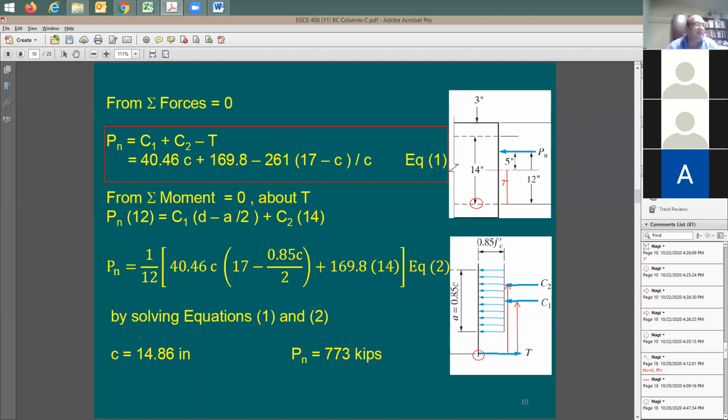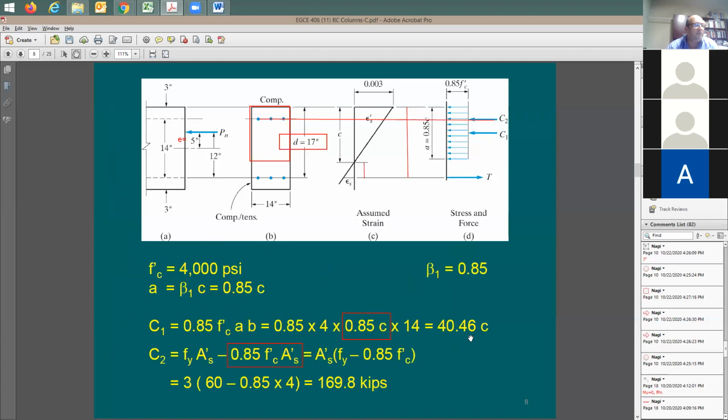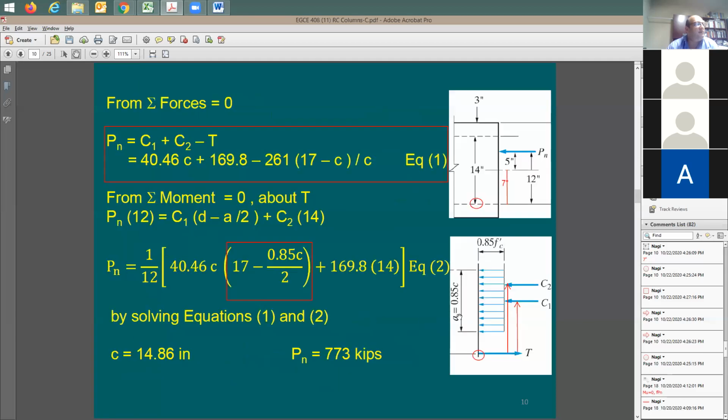Now let me try to understand this. I'm going to say this term is d minus a over 2, which is this term here. And the compression force C1 is equal to 0.85 f'c... where does this come from again? I'm going to go back here. It's going to be right, this one here, because C1 I have in terms of c, and C2 I have a numerical value for. Okay, so now I'm done with this term. This is going to be C1 times Y1, and then plus C2 times 14.